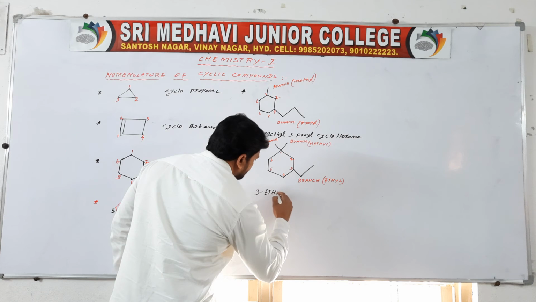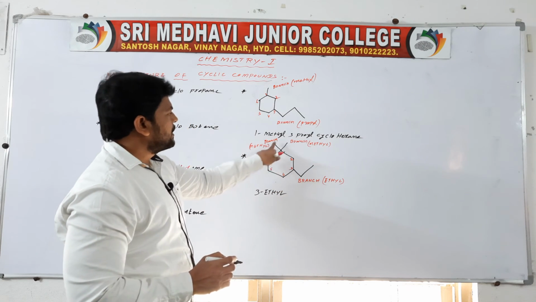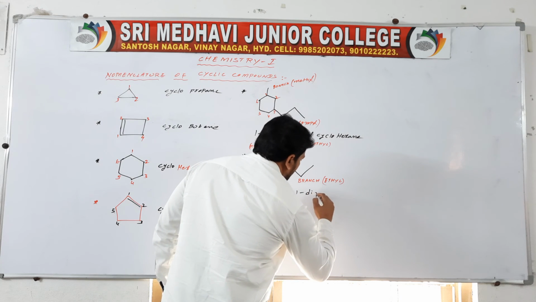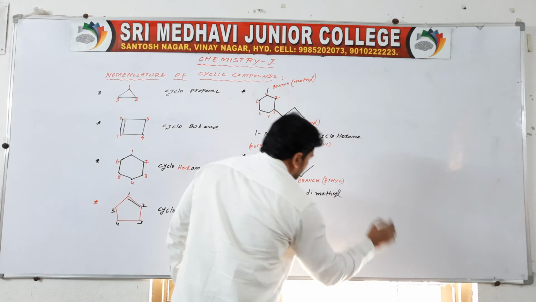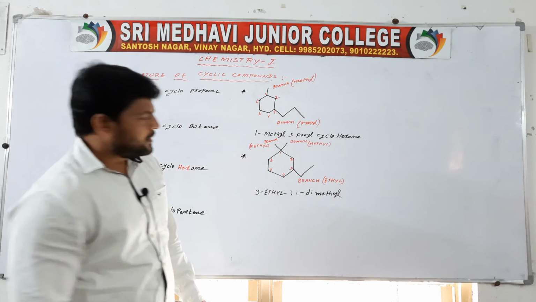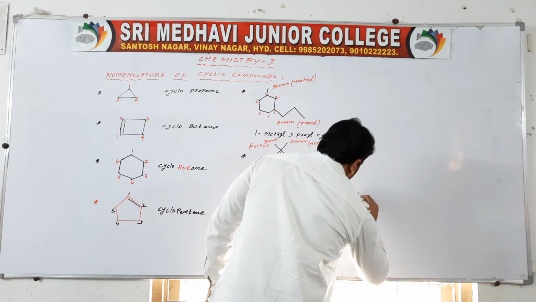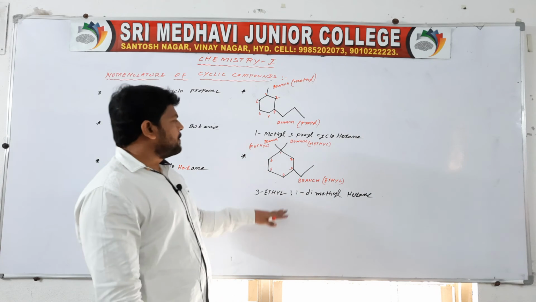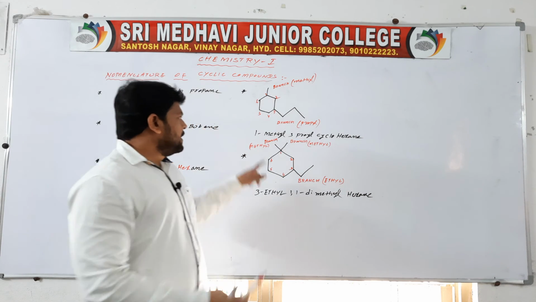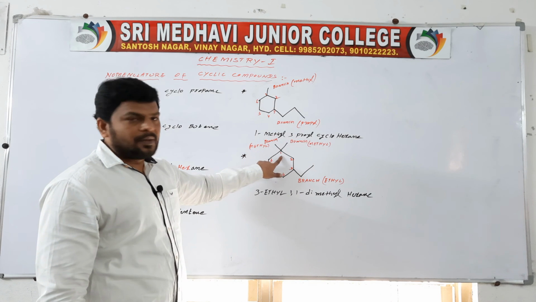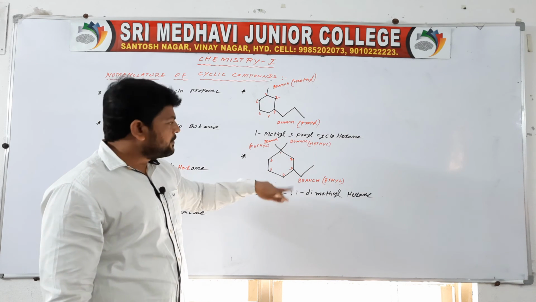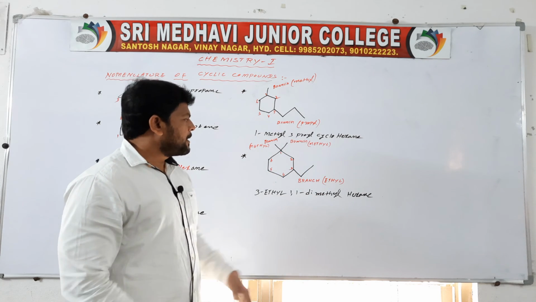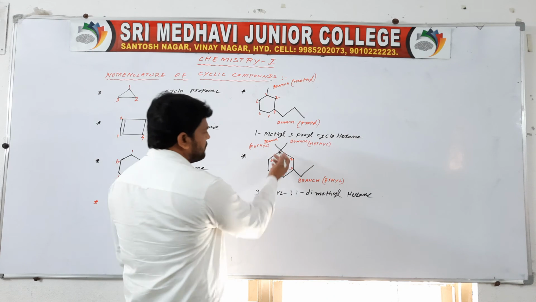3 ethyl. Okay, so 1 comma 1 dimethyl. How many carbons in the chain? 6. That's why it is hexane. So 3 ethyl 1 comma 1 dimethyl hexane. Here it has 2 branches, so that's why we are giving importance to this. But when we are writing, ethyl comes first, so we write 3 ethyl 1 comma 1 dimethyl hexane. It is the position of a functional group.